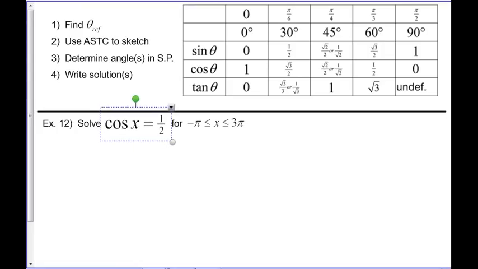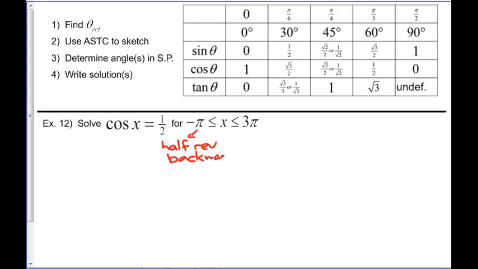Cos x equals a half for this domain, negative pi to 3 pi. I like to think of what this means. Negative pi means negative 180 degrees, or it's half a revolution backward. 3 pi, that's 540 degrees, or 1.5 revolutions forward.